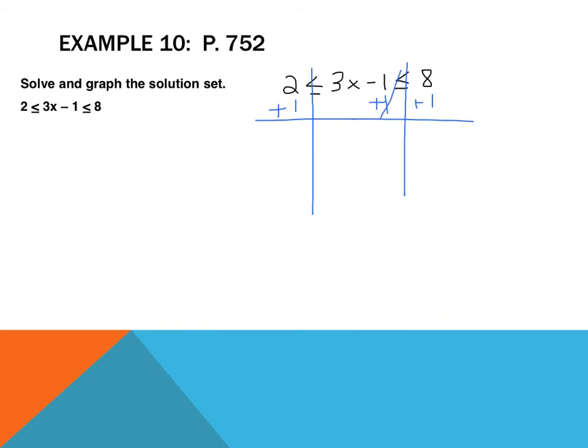So it cancels in the middle. Bring down my 3x. And then 2 plus 1 is 3. 8 plus 1 is 9. Then working from the middle again, because that's where my x is. That's 3 times x, so the opposite of multiplying is dividing. And we're going to divide all 3 parts. So x is in the middle.